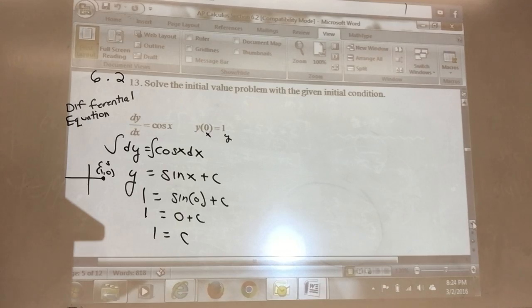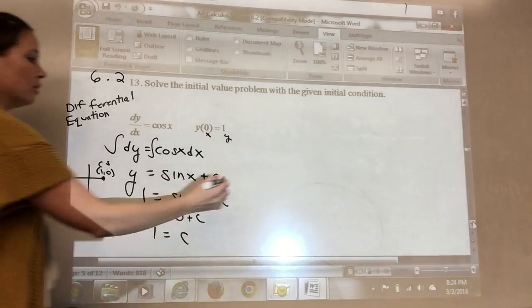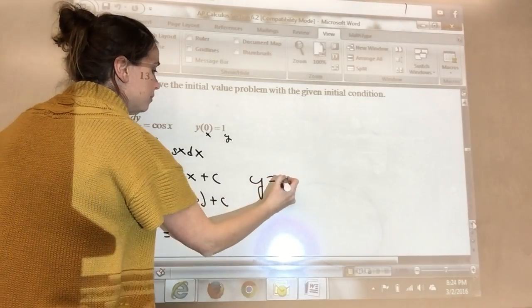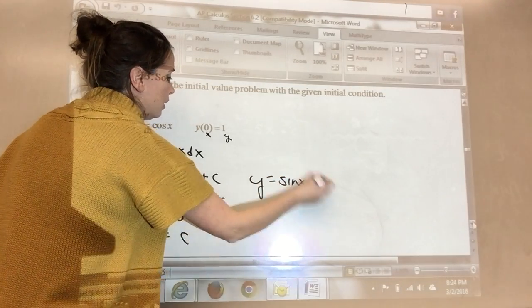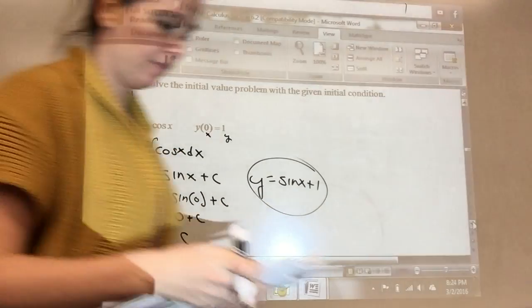Again, final answer, you go back to your function. y equals the sine of x and add a 1. So right here, y equals the sine of x plus 1. Okay, and we have 2 left.